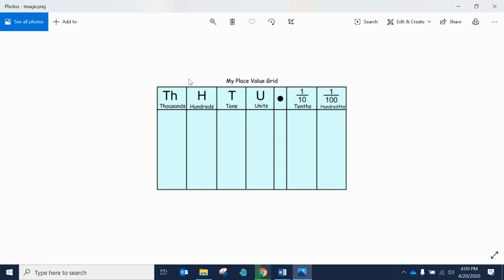Which means that every time we go this way, we get 10 times smaller. 10 times smaller than 1,000 is 100. 10 times smaller than 100 is 10. 10 times smaller than 10 is 1. But then what happens when you want to get 10 times smaller than 1? You split it into tenths. And then if you want to get 10 times smaller than a tenth, you then break it into hundredths. So that is a place value grid. And we're going to be looking at this in more detail now.